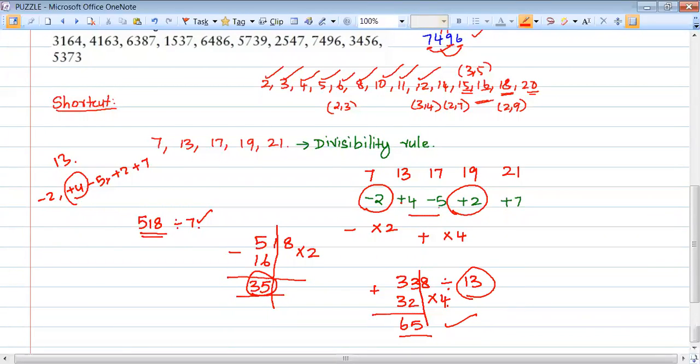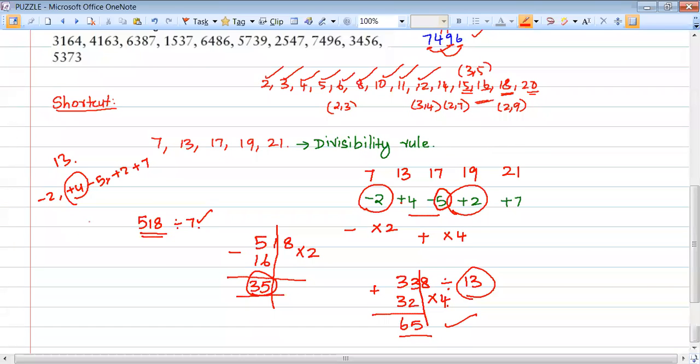Then you have to check how to check a particular number is divisible by 17. Multiply the last number by 5. Then subtract it. So then you will get it in a very simple way. Got it clear? Suppose if it is a 4-digit number, how will you do it?